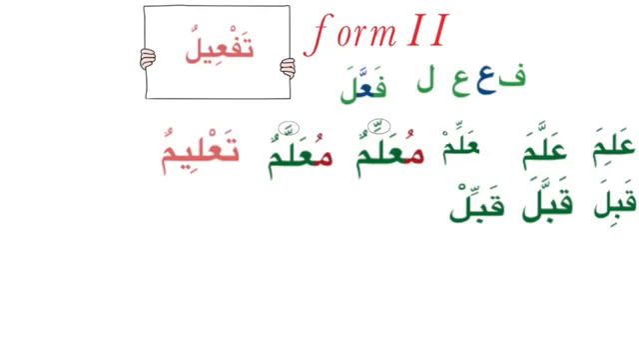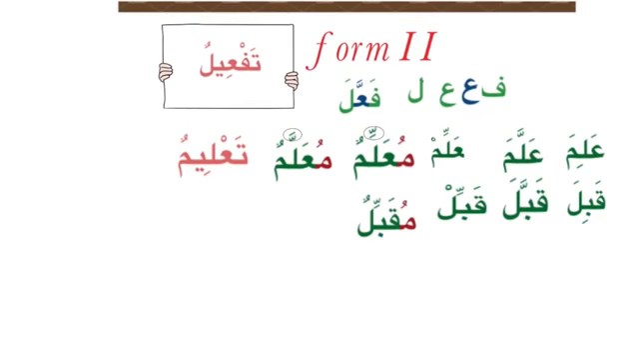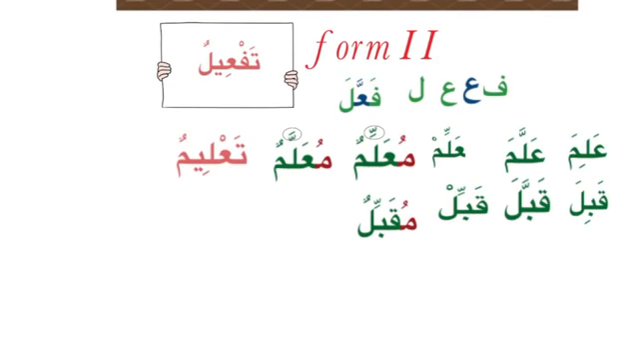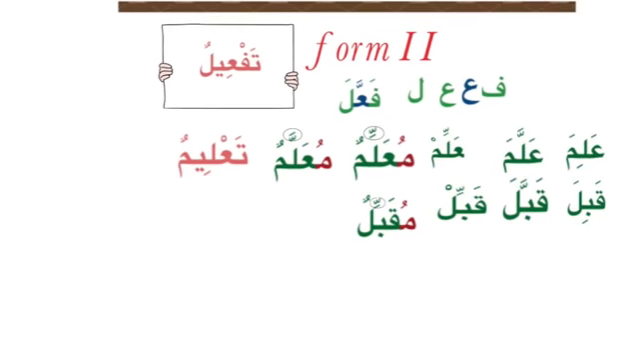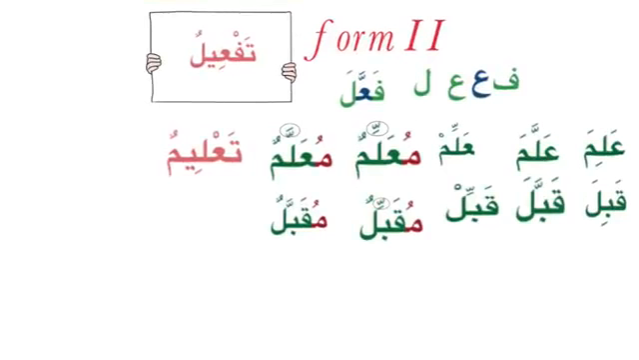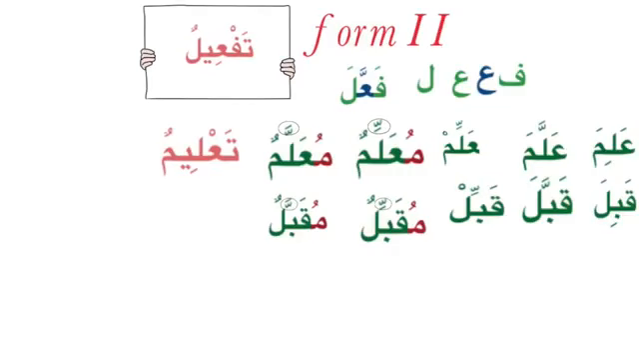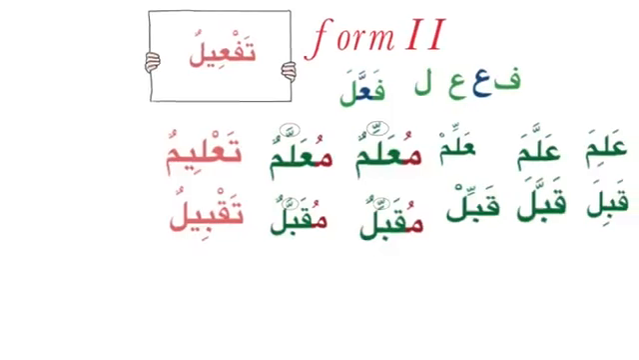The ism fa'il will be muqabbilun. Again, if you look here, with the kasra it will be ism fa'il. And if you want to make ism maf'ul, it will be muqabbalun with the fatha. So this will be ism maf'ul of form 2. And how do we make the masdar on the pattern of tafa'ilun? It will be taqbilun. Taqbilun will be the masdar.